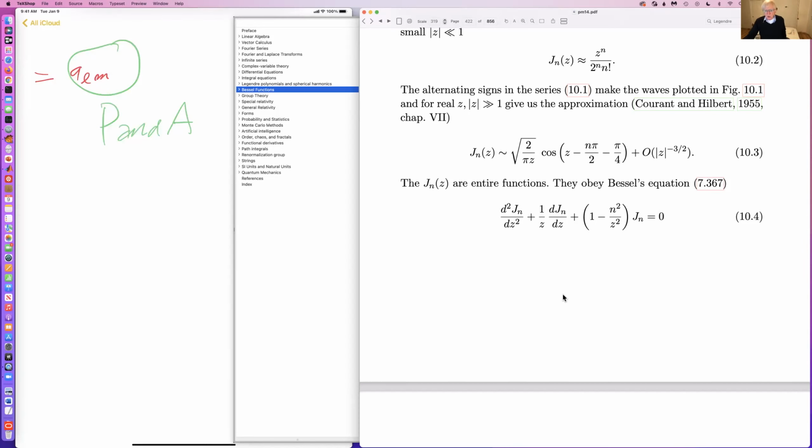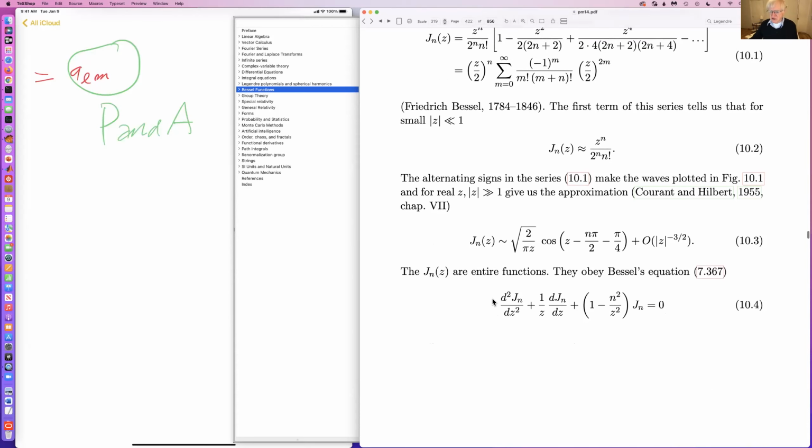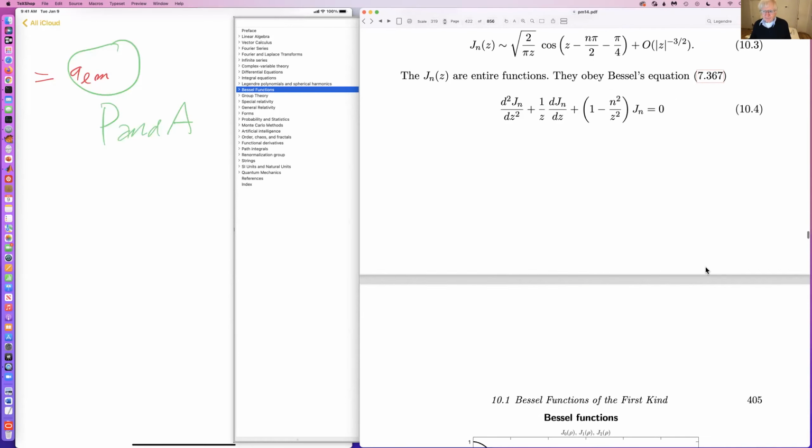The Bessel functions Jn, by the way, you can see that their power series in z are going down as n squared, n cubed, and so forth. And you've got an n factorial here, you've got m factorial times (m plus n) factorial. I mean, they're incredibly convergent. So they're entire functions. The Bessel functions are entire functions. They obey Bessel's equation.